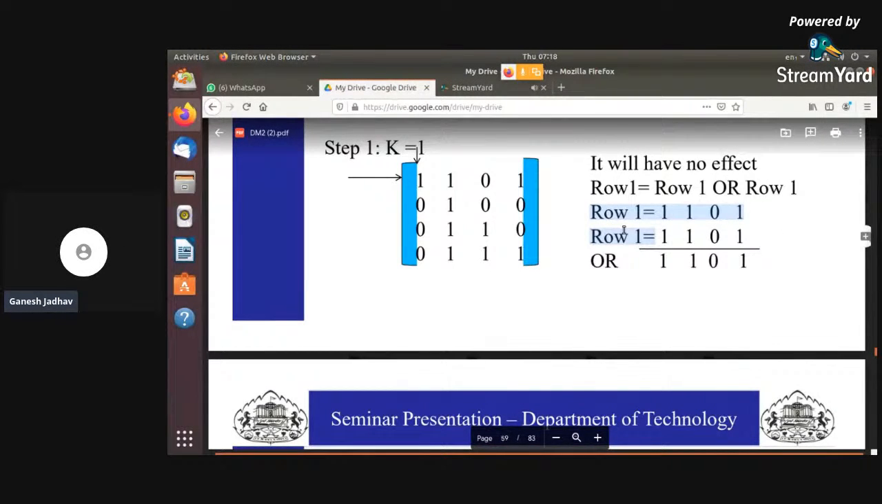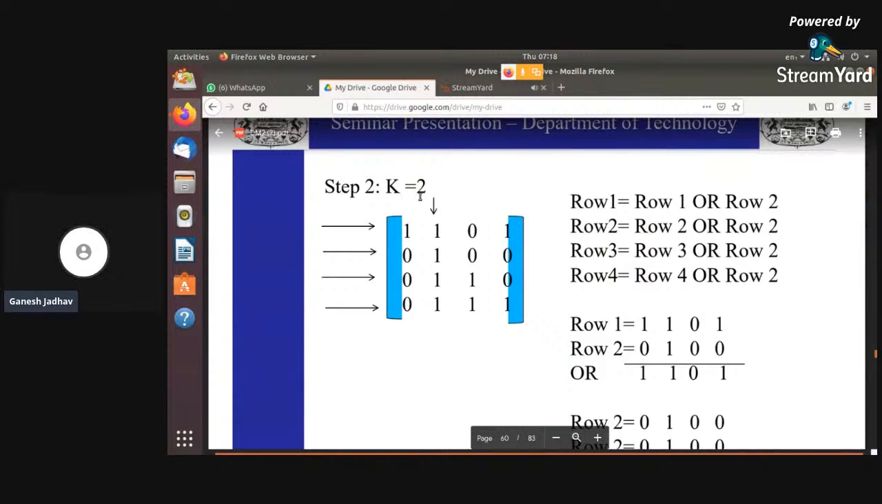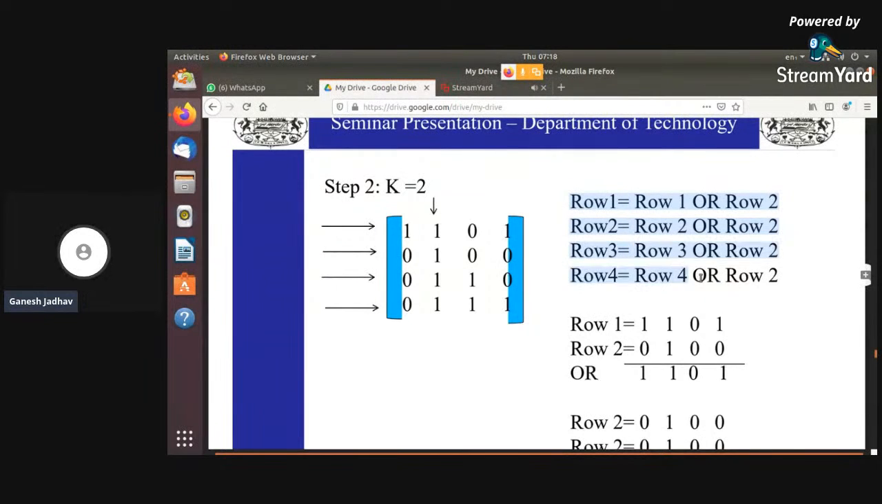Okay, then another one, k = 2. So k is equal to 2, find out where is 1. You can find out row 1 also having 1, row 2 also having 1, row 3 also having 1, and row 4 also having 1. So here 4 operations will happen. Why? Because k is equal to 2 now, and where is 1? All the matrix having 1.